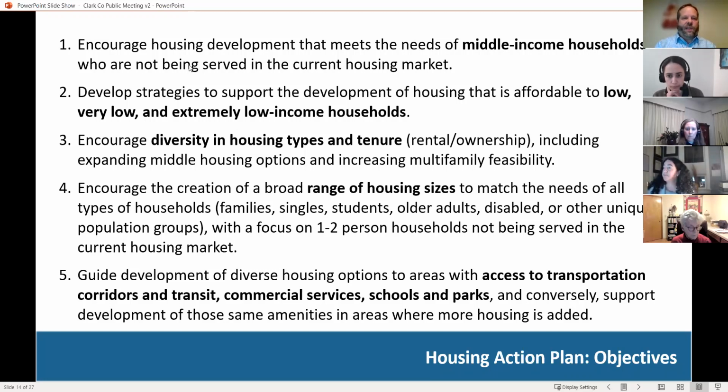So the first objective is to encourage, and these are in no order of importance, I should say, there's just 5 objectives. One is to encourage housing development that meets the needs of middle income households. The second focuses on developing housing that is affordable to low, very low, and extremely low income households. We want to encourage a diversity in housing types and tenure, so both housing type as well as whether they're rental or ownership. We want to encourage the creation of a broad range of housing sizes to match the needs of our households, if you remember those 2 side-by-side charts earlier.